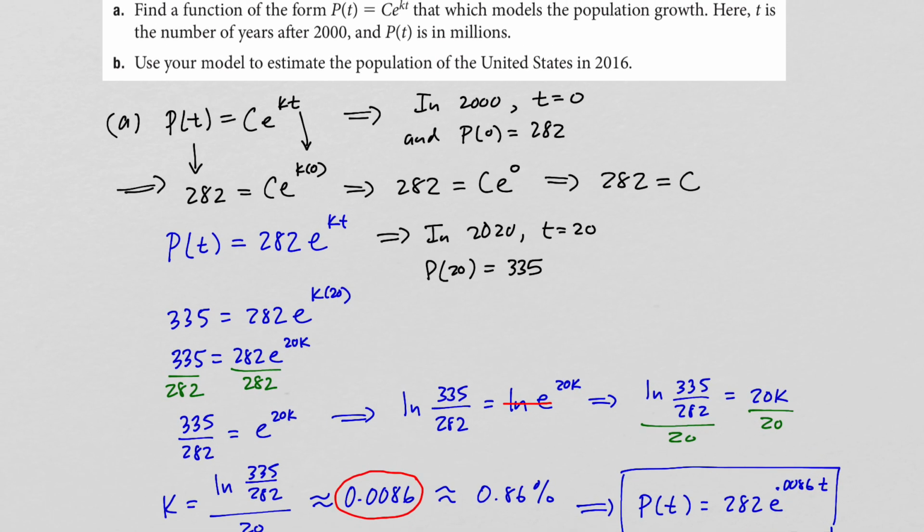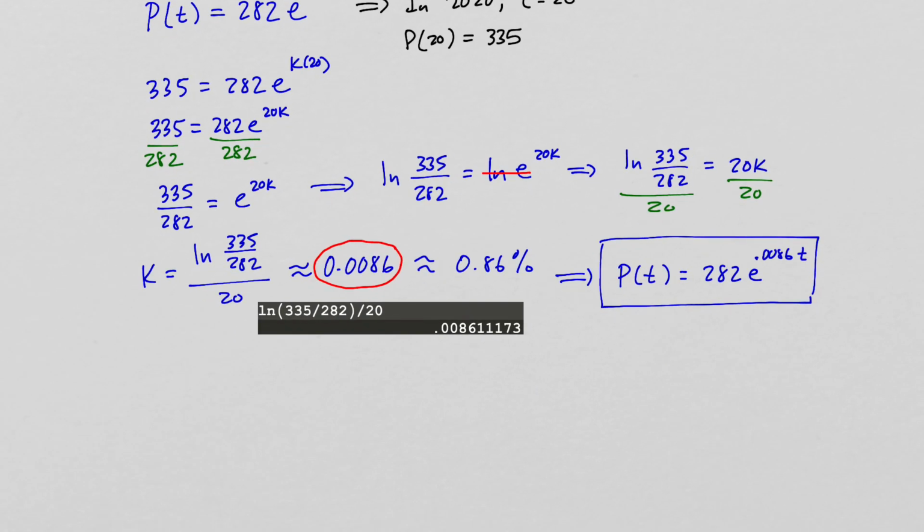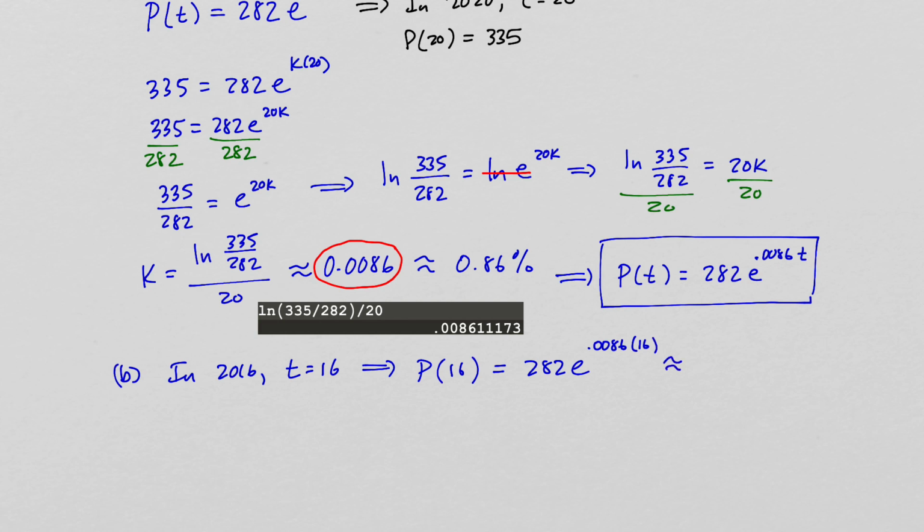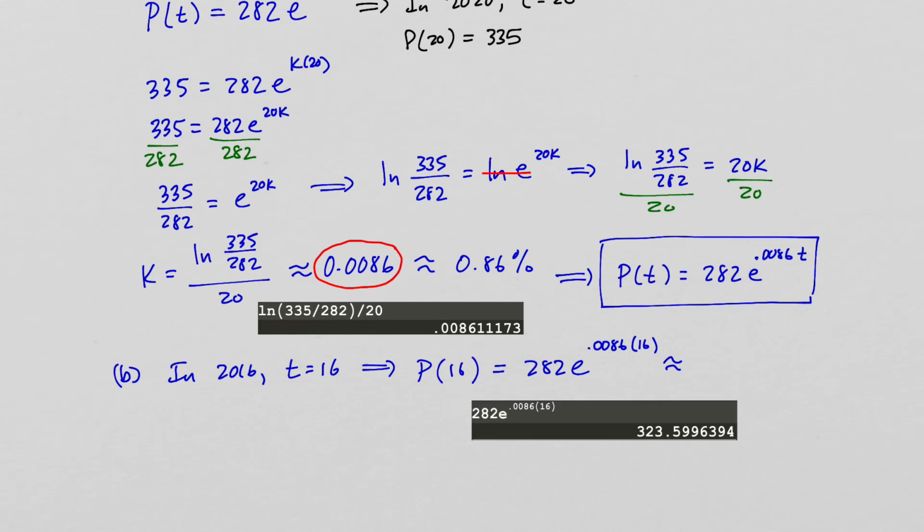So in part B, it says to estimate the population of the United States in the year 2016. So to do this, first of all, we have to know that in the year 2016, t is equal to 16, and the population at that time will be the population at t equals 16, and we're just going to plug in 16 for t. So we get 282 e to the 0.0086 multiplied by 16, and we can plug this in for an approximation. And when we do this, we get approximately 323.6. And remember, this is million, right? So that's how many people we would expect to have in the year 2016.